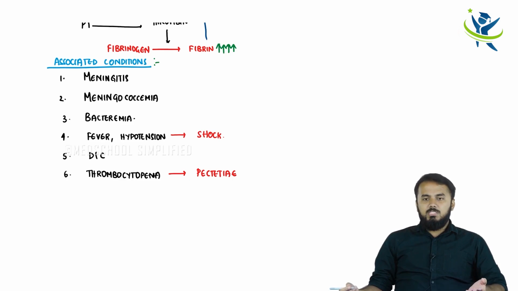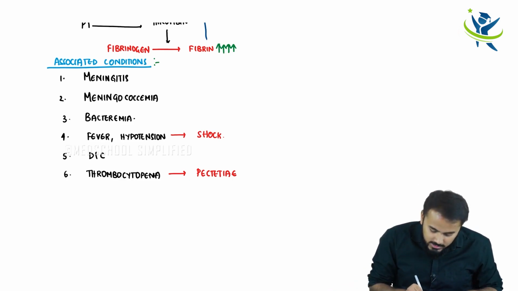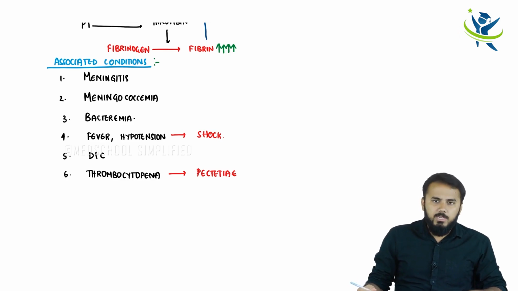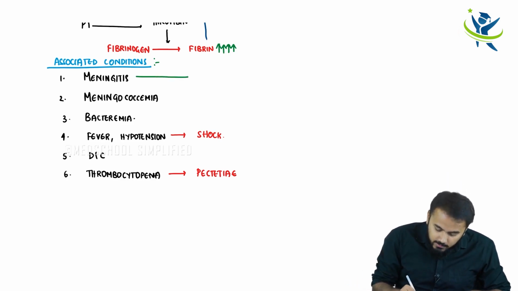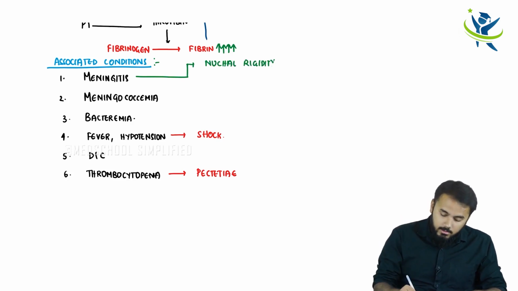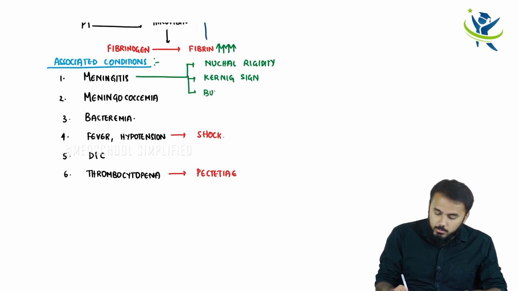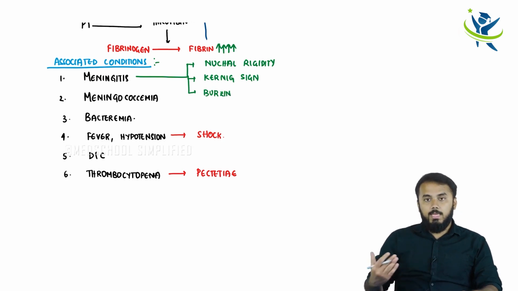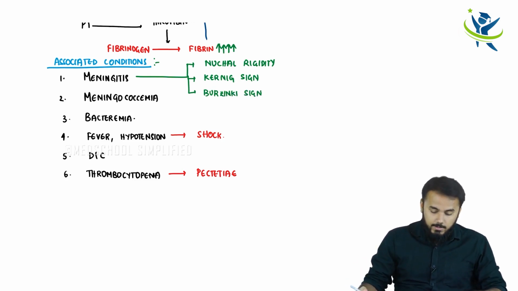When the patient is having meningitis, can anyone tell me what are the signs of meningitis? Signs of meningitis, you have to remember this, guys. Signs of meningitis are, one is nuchal rigidity. Patient will have nuchal rigidity. Next thing, patient will have positive Kernig sign. He will have positive Brudzinski sign. I'm sorry if the spelling is wrong. Patient will have positive Kernig sign, positive Brudzinski sign, right?